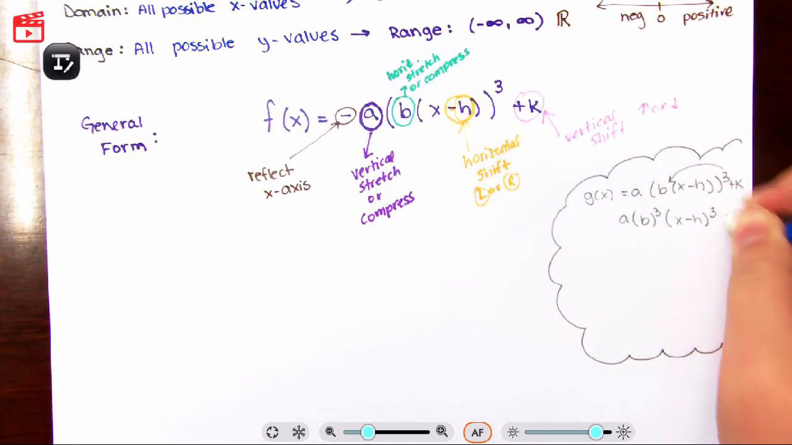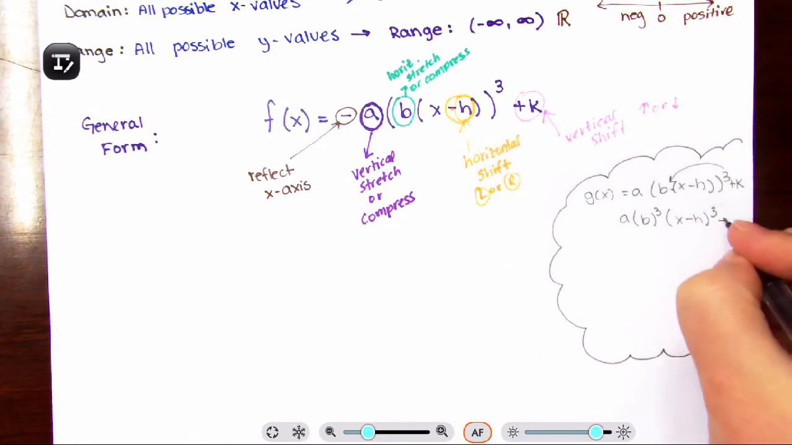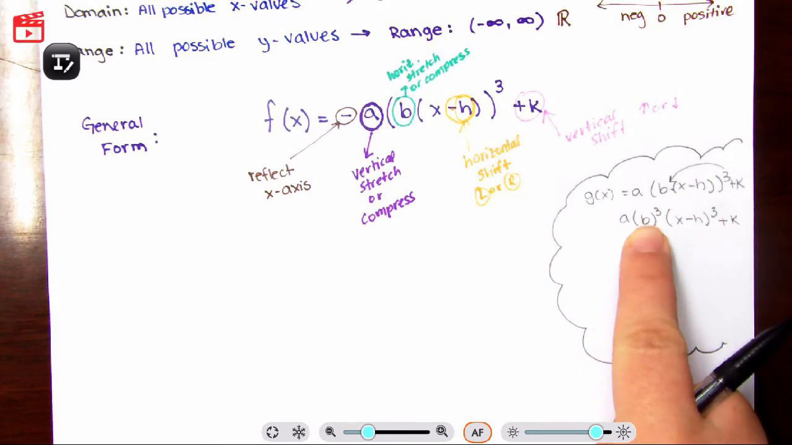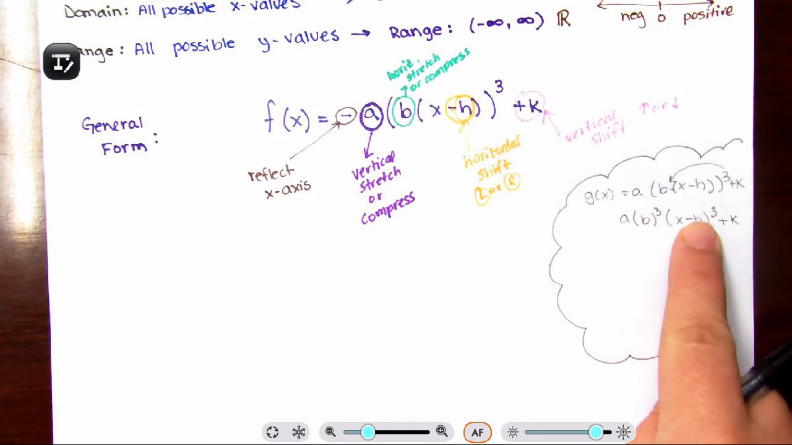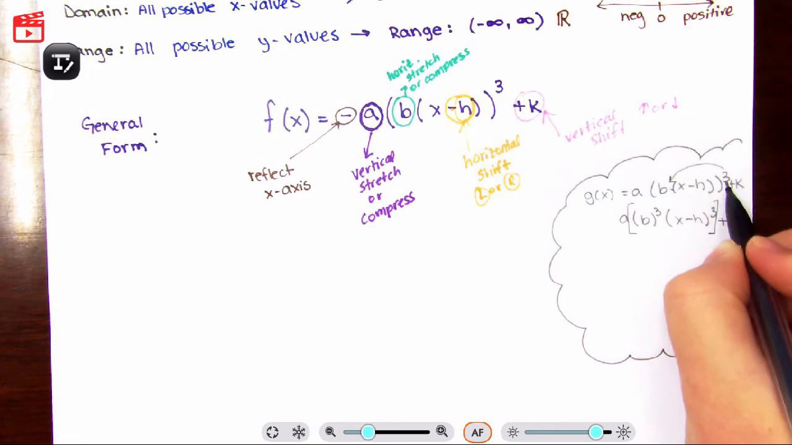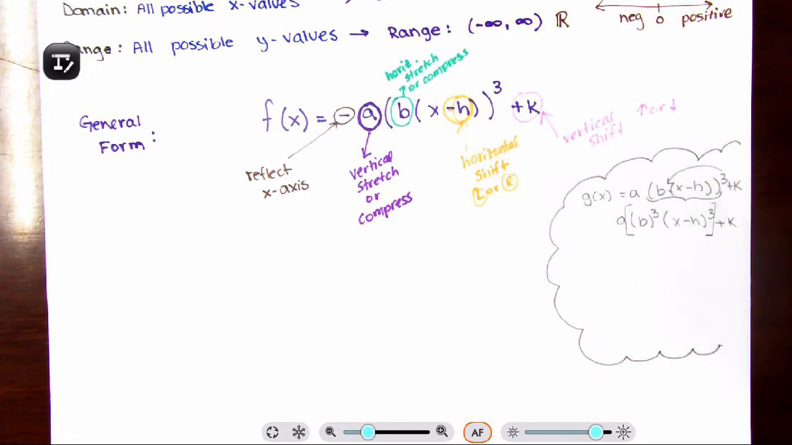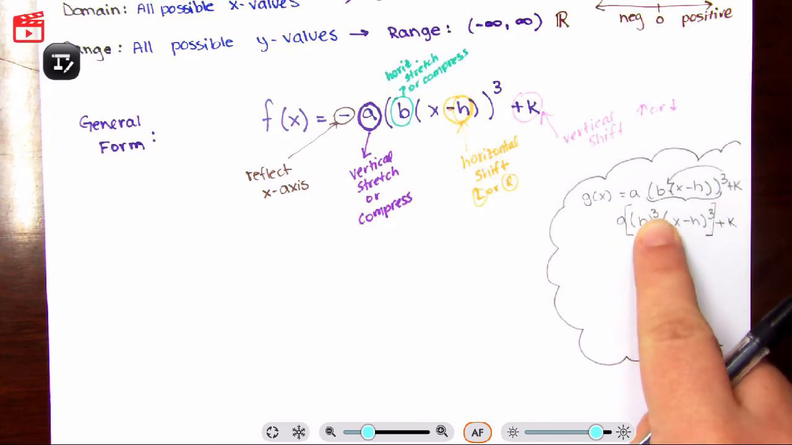Now I can do this only because I have multiplication. Do not do this when you have subtraction. It's totally different. You can only do this when you have multiplication. That means I have a times b cubed and I have x minus h cubed. This right here is the same as what is here. Now let's pretend b is a number. Let's pretend b is 2. 2 cubed, 2 times 2 is 4, 4 times 2 is 8. So 8 is just a number out in front.